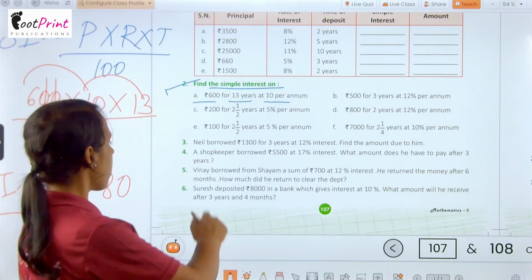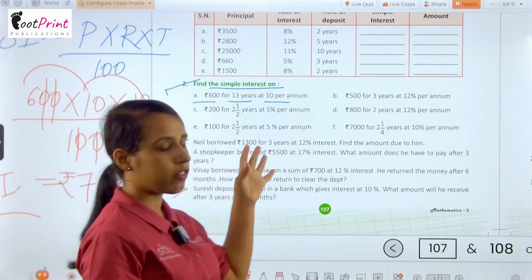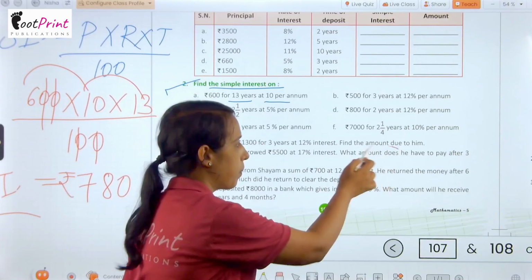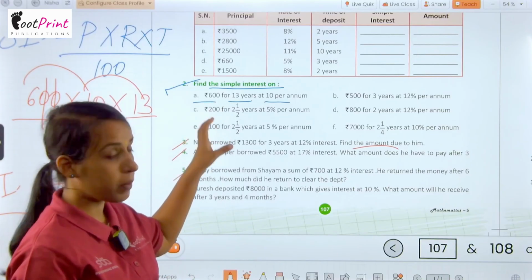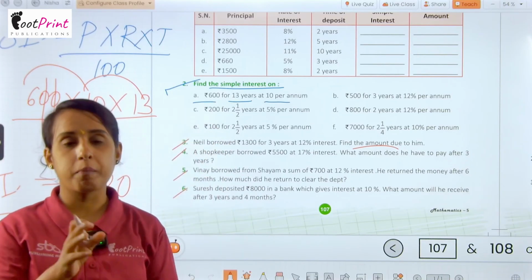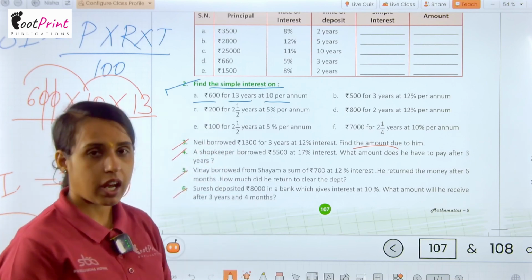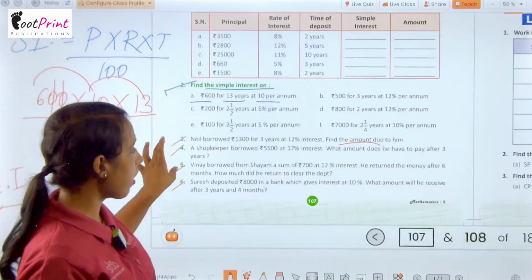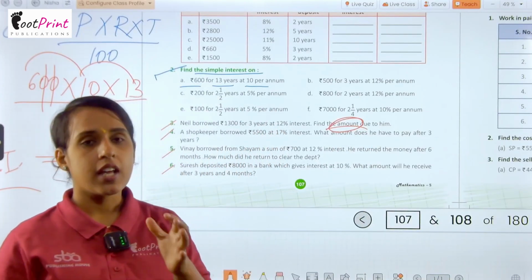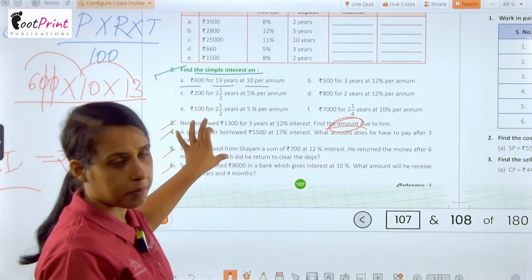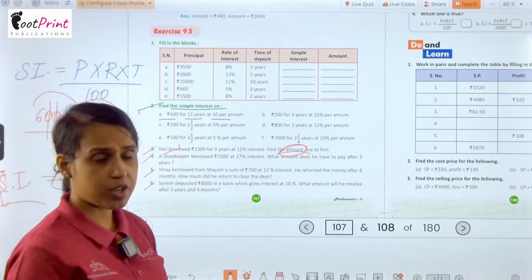And now we have third, fourth, fifth and sixth questions. In these also we have to find out the simple interest and the amount. And we know how to find the amount. First we have to find the simple interest, and we have the formula for that, P into R into T upon 100. By solving that we can find simple interest, and after that we can also get the amount by adding simple interest and principal. Okay. So you have to do these questions by yourself.